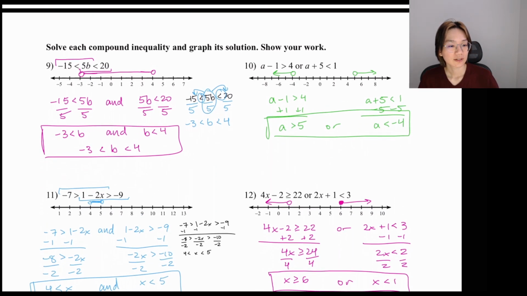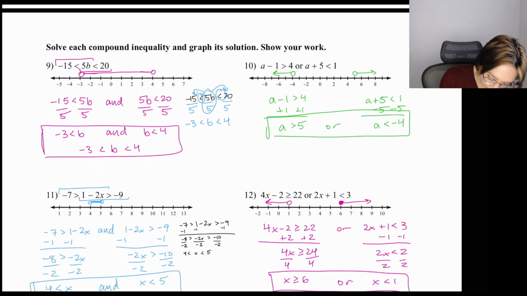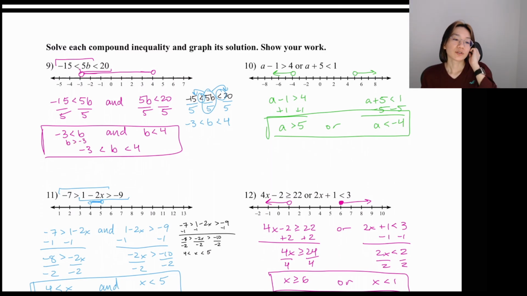9, it's either, I guess this is also an alternative if you had it like this instead. That's also a thing. So negative 3 is less than b, and b is less than 4. Or b is greater than negative 3, and b is less than 4. Or negative 3 is less than b, which is less than 4. And there's the graph. 10, a is greater than 5, or a is less than negative 4, and there's the graph.